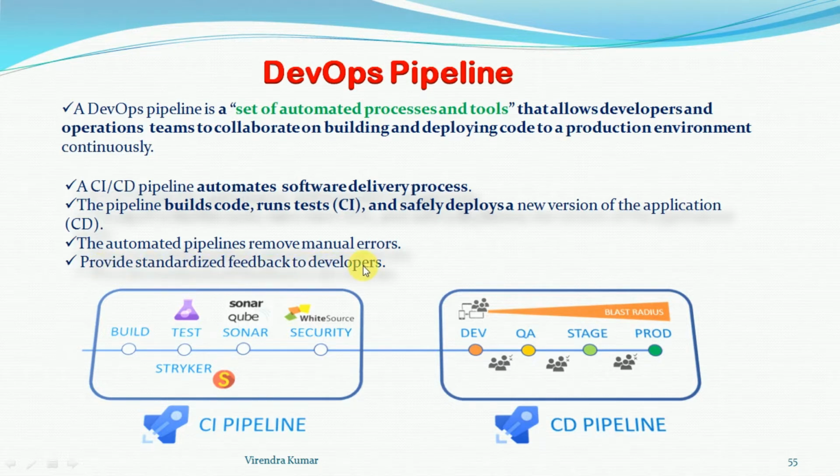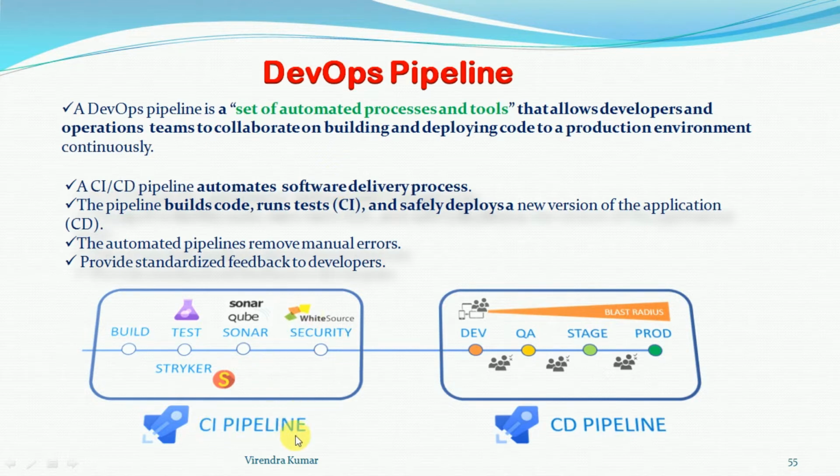It also provides standard feedback to the developers. So if a build fails, it will give feedback to the developer that the build has failed, so that the developer can fix the environmental issue, or some development issue, or the build issue. Then he can rebuild the product. So this is the DevOps pipeline in the general concept.